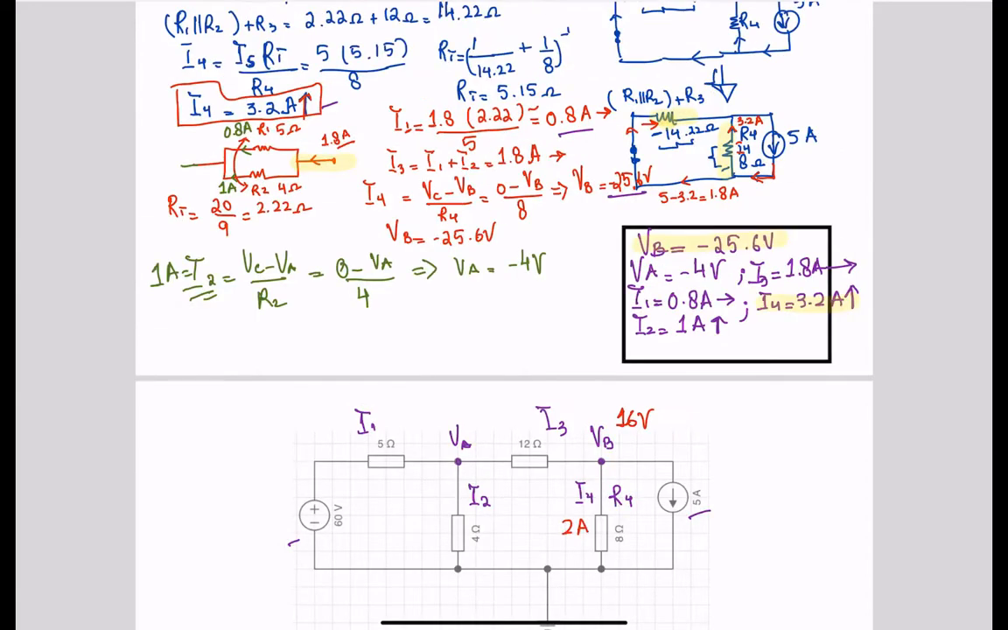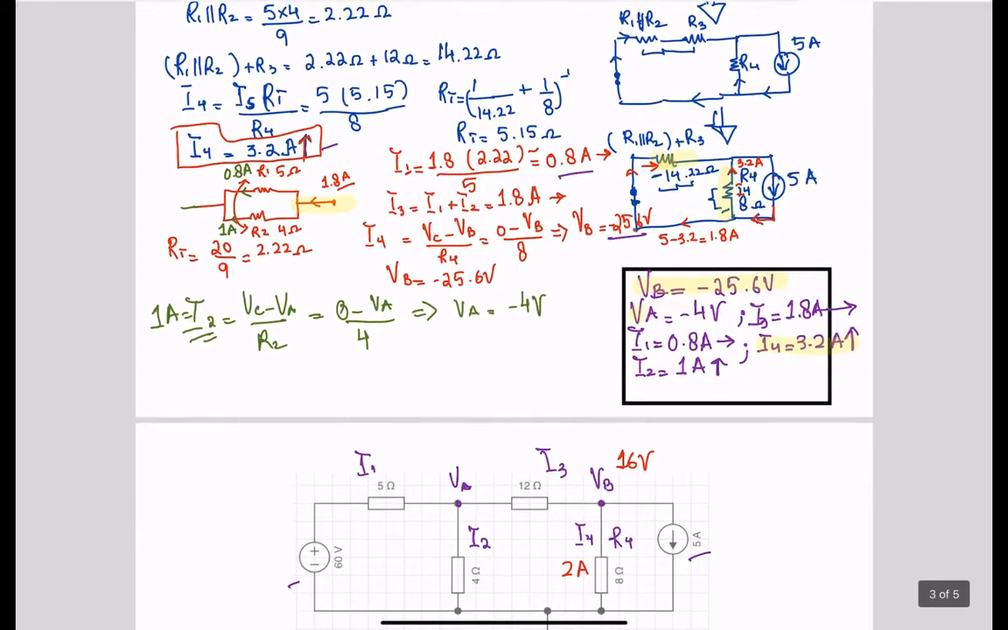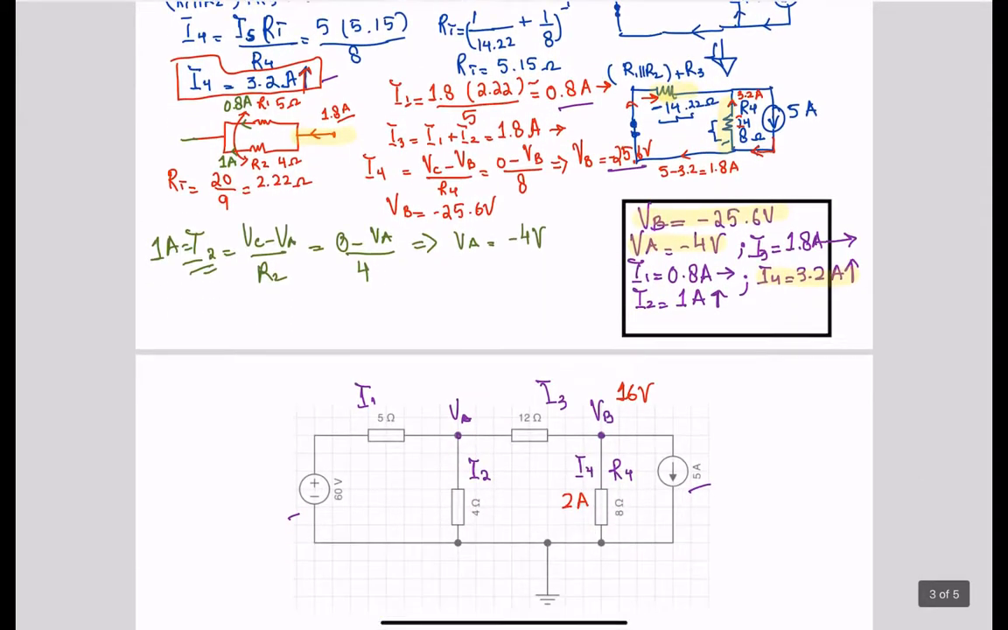I1 over here. If I look at VA, VA is 24 here, and then VA is negative 4 here. So we get 24 minus 4, which gives you 20. So I get 20 volts here. Now remember, you got 60 volts over here. So if the voltage here is 20 volts, that means the voltage drop here is 40 volts.